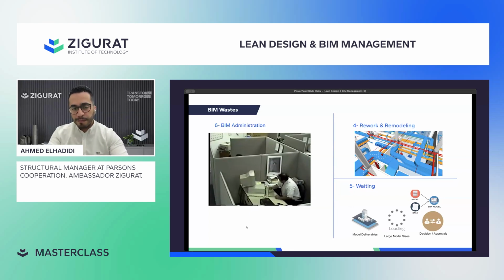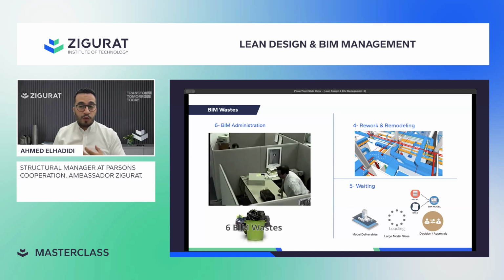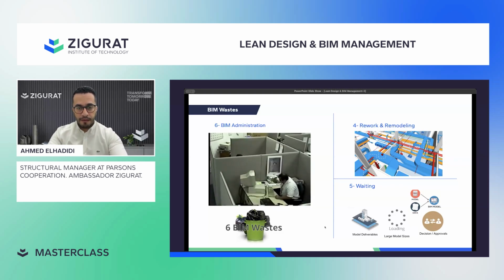So these are the six BIM wastes you need to understand, and we can work around them. To understand lean is to eliminate the waste. So these BIM wastes, we can eliminate them to gain more progress, focusing on what is really important.